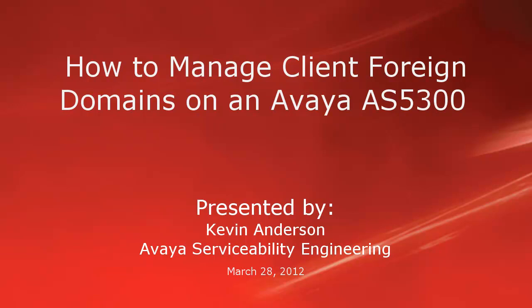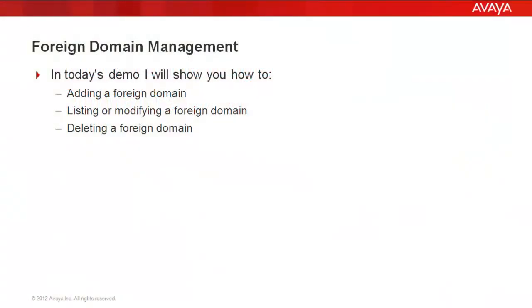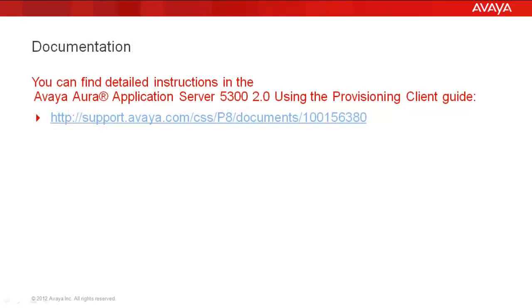This video is about managing foreign domains on an AS5300 with the provisioning client. In today's demo, we'll be using the web client to add a foreign domain, then list all the foreign domains, modify one of the domains, and then delete the domains we created. We will be starting this demo with the provisioning client open. You can find detailed instructions in the Avaya Aura Application Server 5300 Release 2.0 using the provisioning client guide at the link shown. Now let's get started.